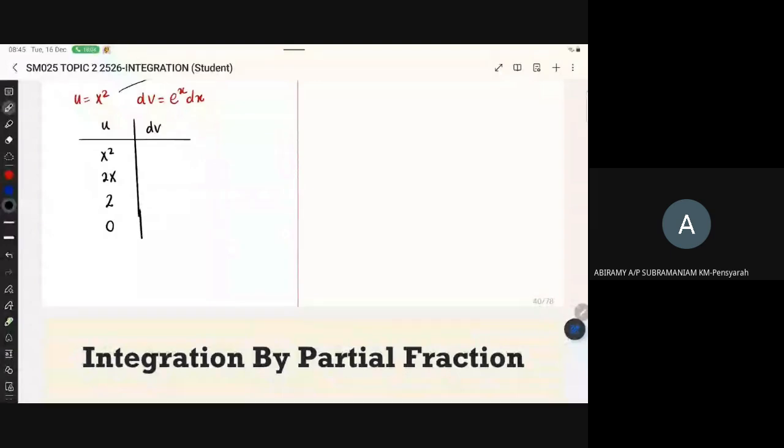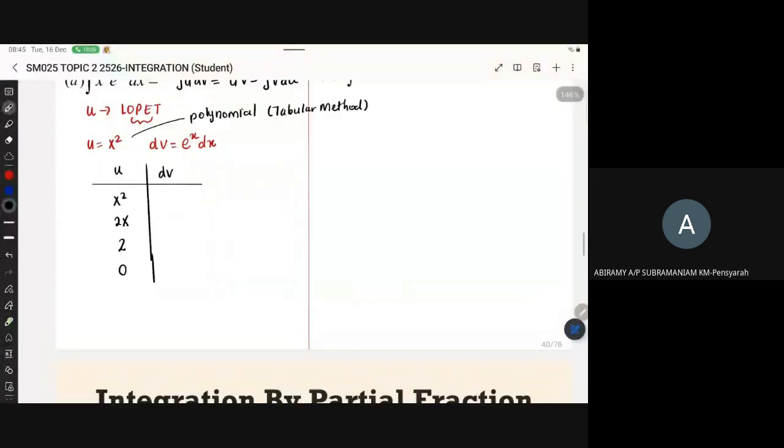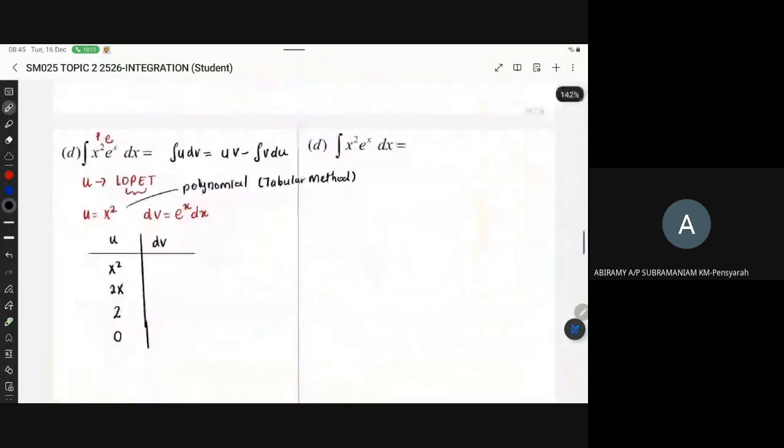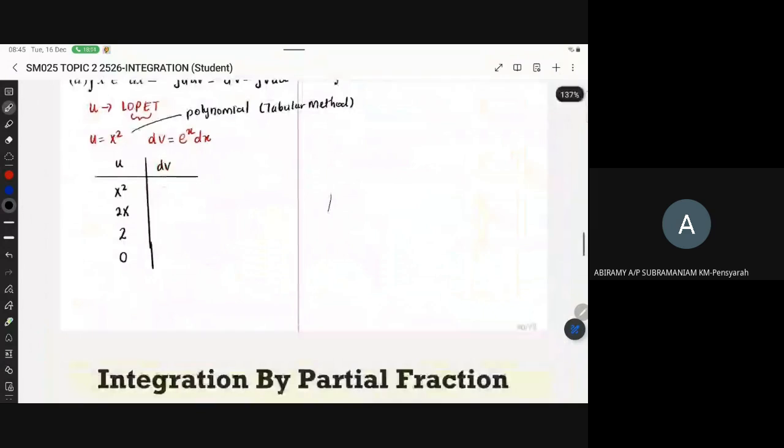That's when you stop, when you get 0. Now for dv, we need to integrate repeatedly. So dv here is e^x. How many times you repeat depends on your u. Integrating e^x will give us e^x.